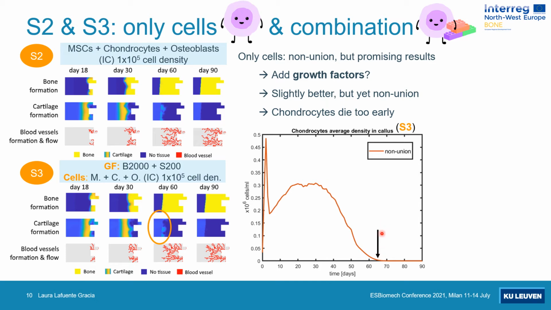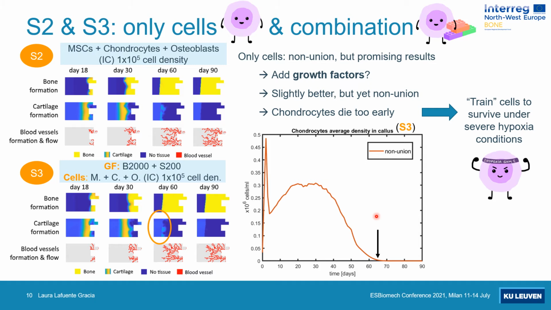You can see it well in this plot representing the average density of chondrocytes along time. As a consequence, growth factor production will also be limited, not reaching the threshold, and therefore we end up having a non-union. What we could do here is to implant hypoxia-resistant cells, which can be cultivated in the lab and survive under severe conditions.